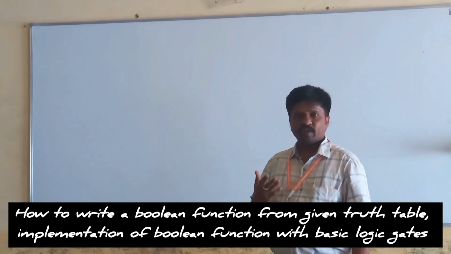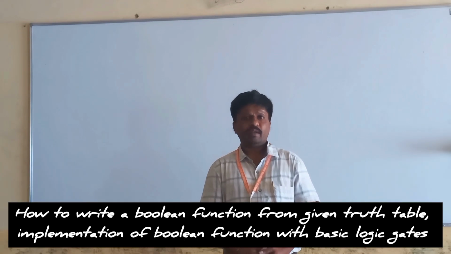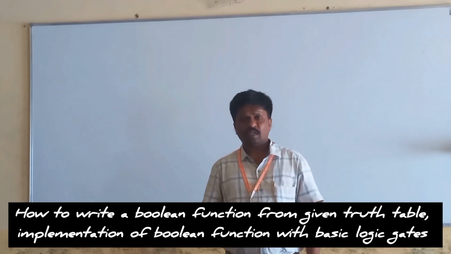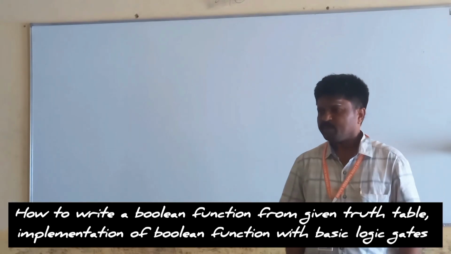Let us consider the first one as two variables. Two variables truth table, how to write it, and thereafter we'll switch to three variables and also four variables. First I'll be considering the two variables.